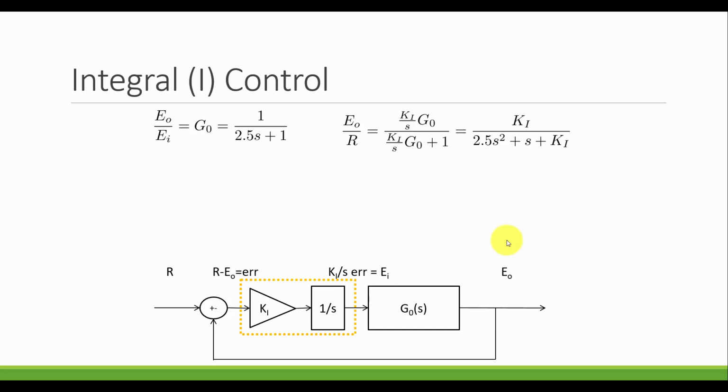So if we go through the algebra, clean it up, and put it in descending powers of S like we want to do, now our closed loop transfer function is Ki over 2.5 s squared plus s plus Ki.